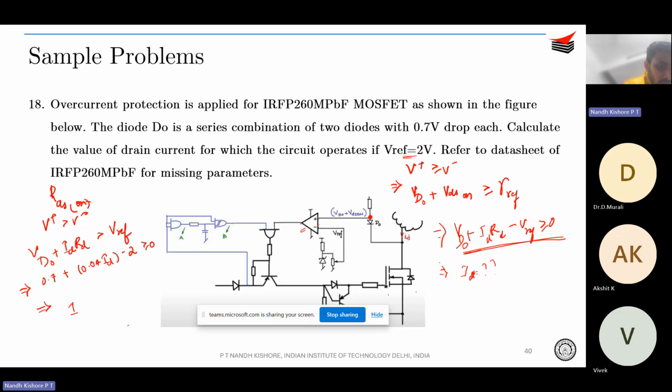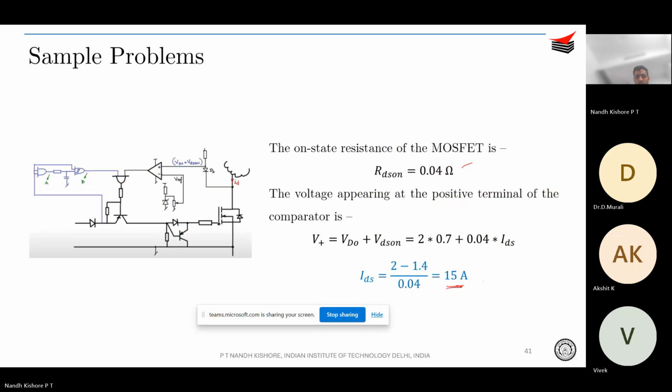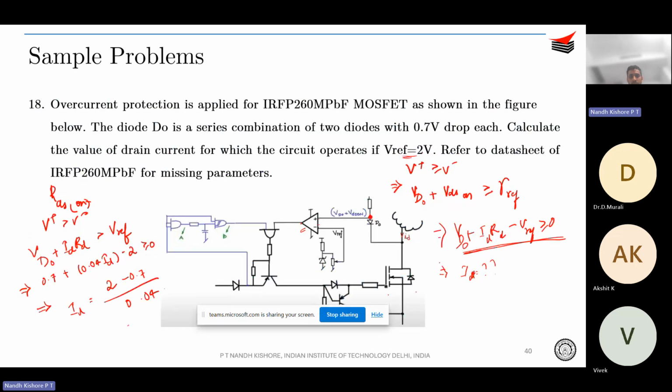So you solve this, ID will be what? ID is equal to (2 minus 0.7) divided by 0.04. Understood? So this is how you do it.